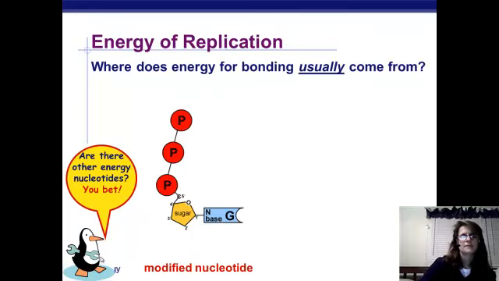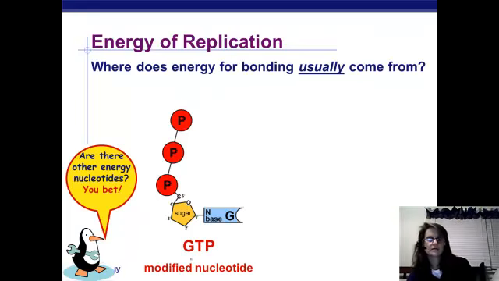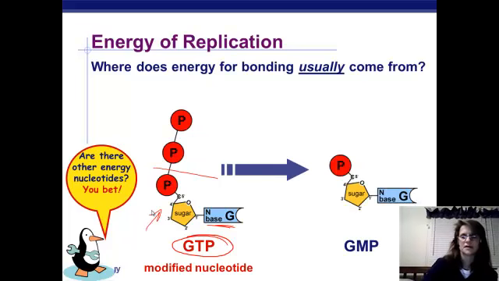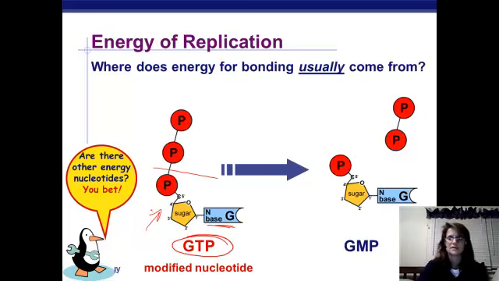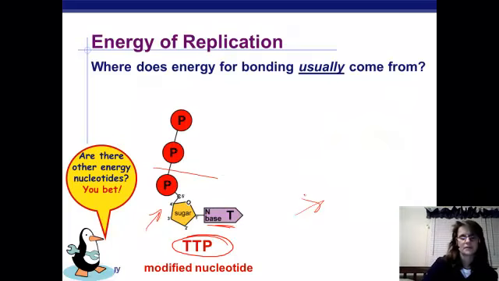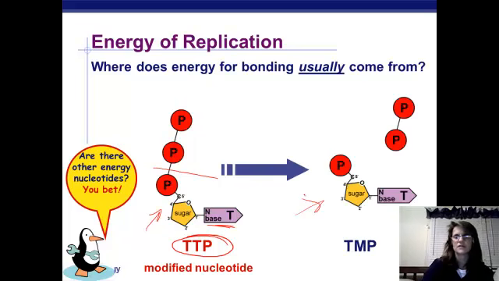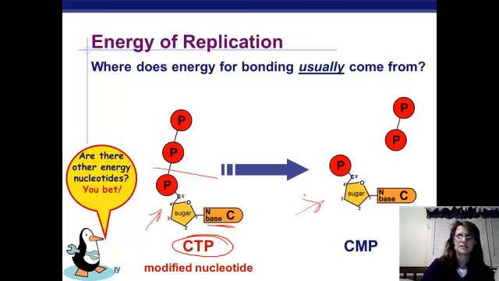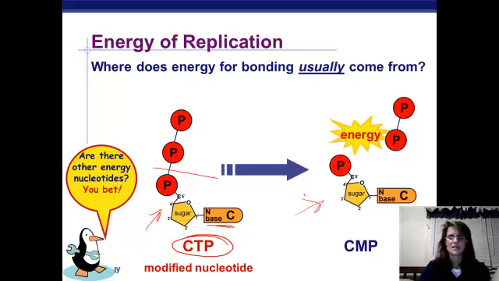Now, look, here's a molecule with a guanine instead of an adenine. It's called GTP, but if we cleave off those two phosphates, we release energy and we are left with a regular guanine nucleotide. It's called GMP in this case, but that energy that's released is going to be used to bond it to the DNA molecule. Same here, TTP, thymine triphosphate: we break off those phosphates, we release energy. CTP, cytosine triphosphate: we break off those, and it's CMP.